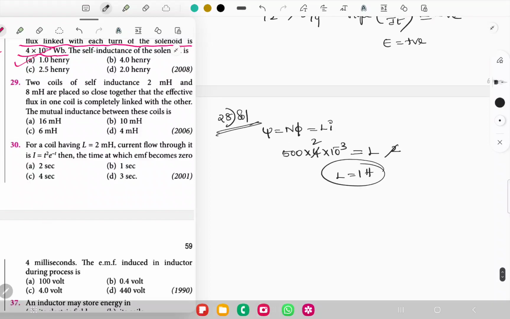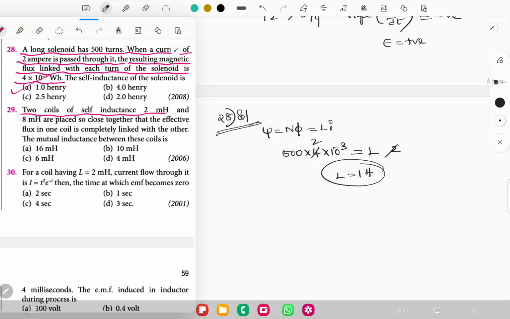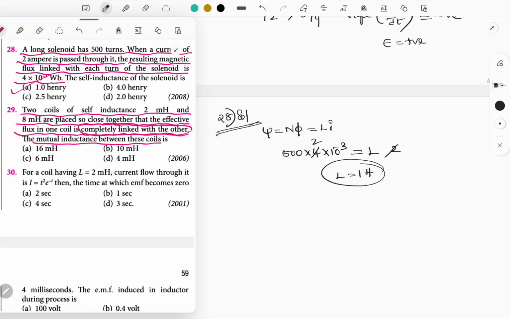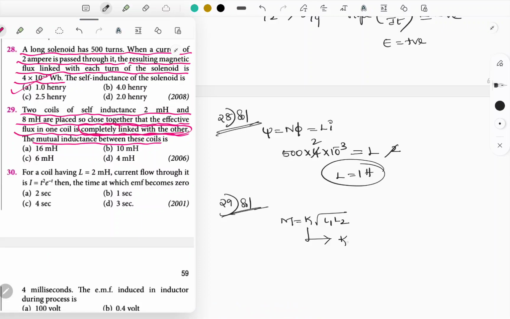Next, question number 29. Let me read it out. Two coils of self-inductances 2 millihenries and 8 millihenries are placed so close to each other that the effective flux in one coil is completely linked with the other coil. This point is important. They are asking for the mutual inductance between the coils, by giving the self-inductances of the two coils. The formula for mutual inductance is M equals K times root of L1 into L2, where K is the coefficient of coupling. As flux is completely linked with the other coil, K is equal to 1.